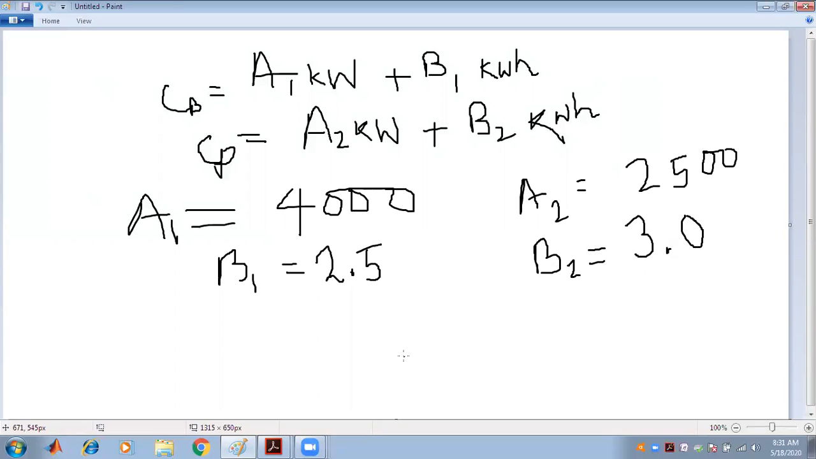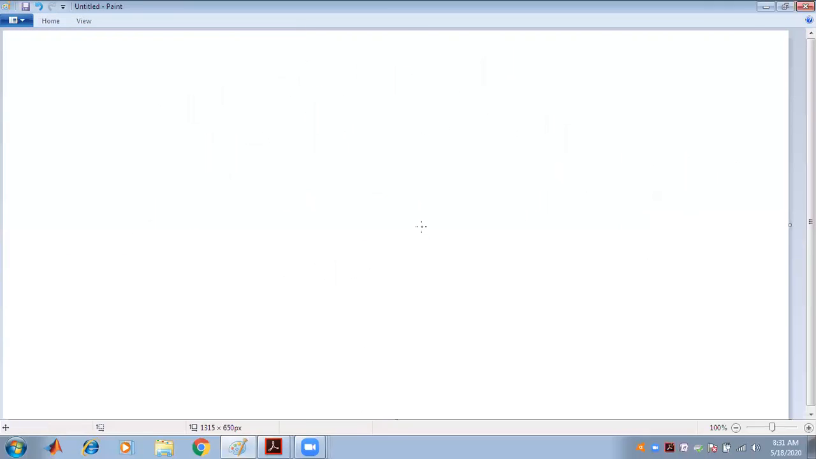Now, the time, that is the hours for which the base load is to be operated for minimum overall cost. For the minimum overall cost, we have to find how many hours the base load is to be operated.